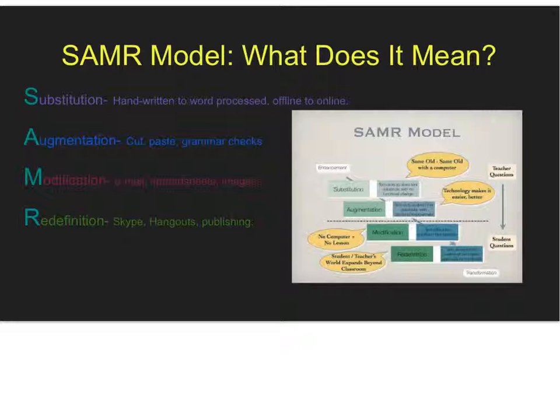Our next level is modification. Modification improves and allows group collaboration. Email, spreadsheets, and images. Our final step on the SAMR model is redefinition. Redefinition integrates technology to its fullest extent, allowing for student-centered and group-collaborated learning that extends knowledge to the global environment. For example, we can use Skype, Google Hangouts, and publishing books.